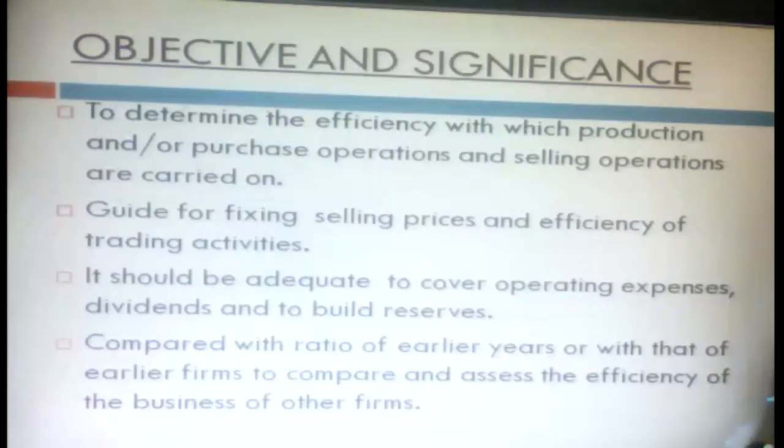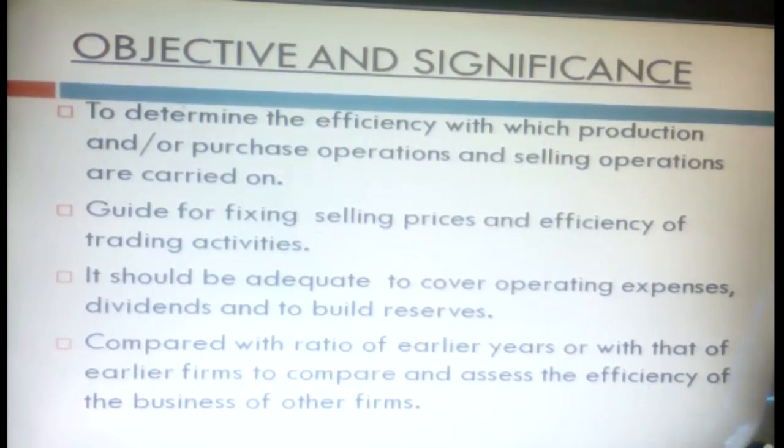Okay, then what is the objective and significance? To determine the efficiency with which production and/or purchase operations and selling operations are carried on. It is a guide for fixing selling prices and the efficiency of the trading activities. So the given gross profit ratio gives a guide for fixing the selling price. What is the MRP? It should be adequate to cover operating expenses, dividends and to build resources.